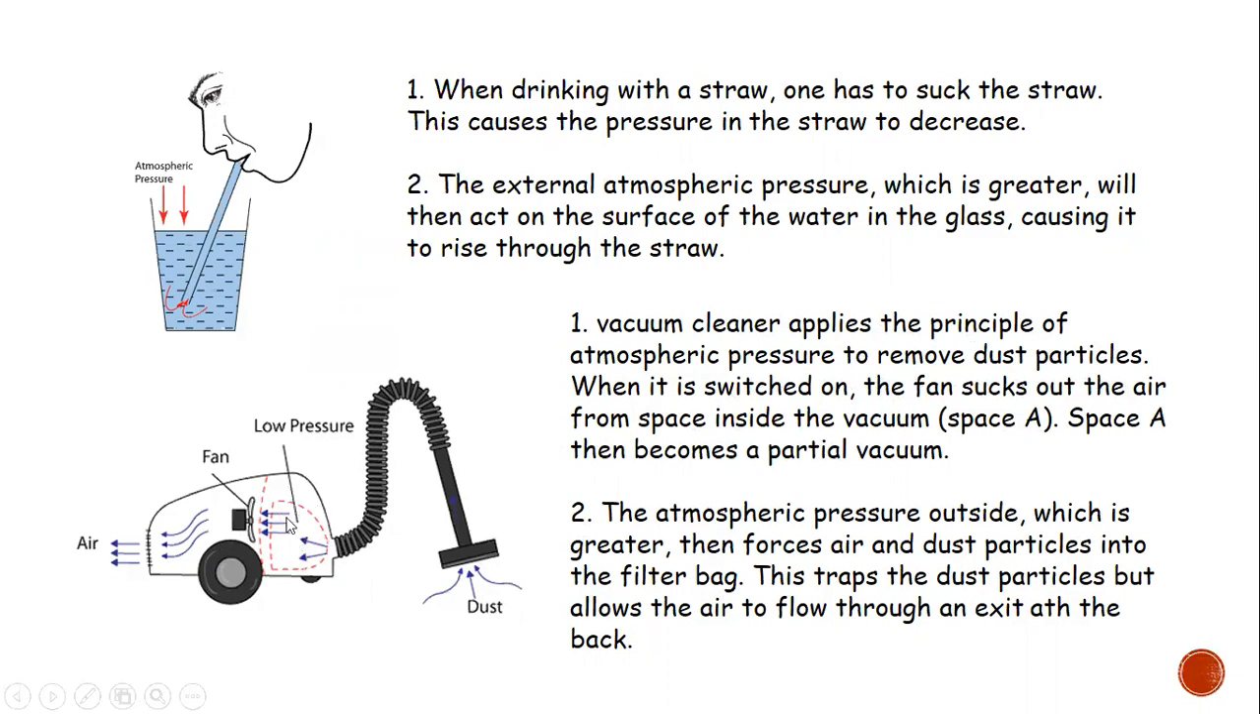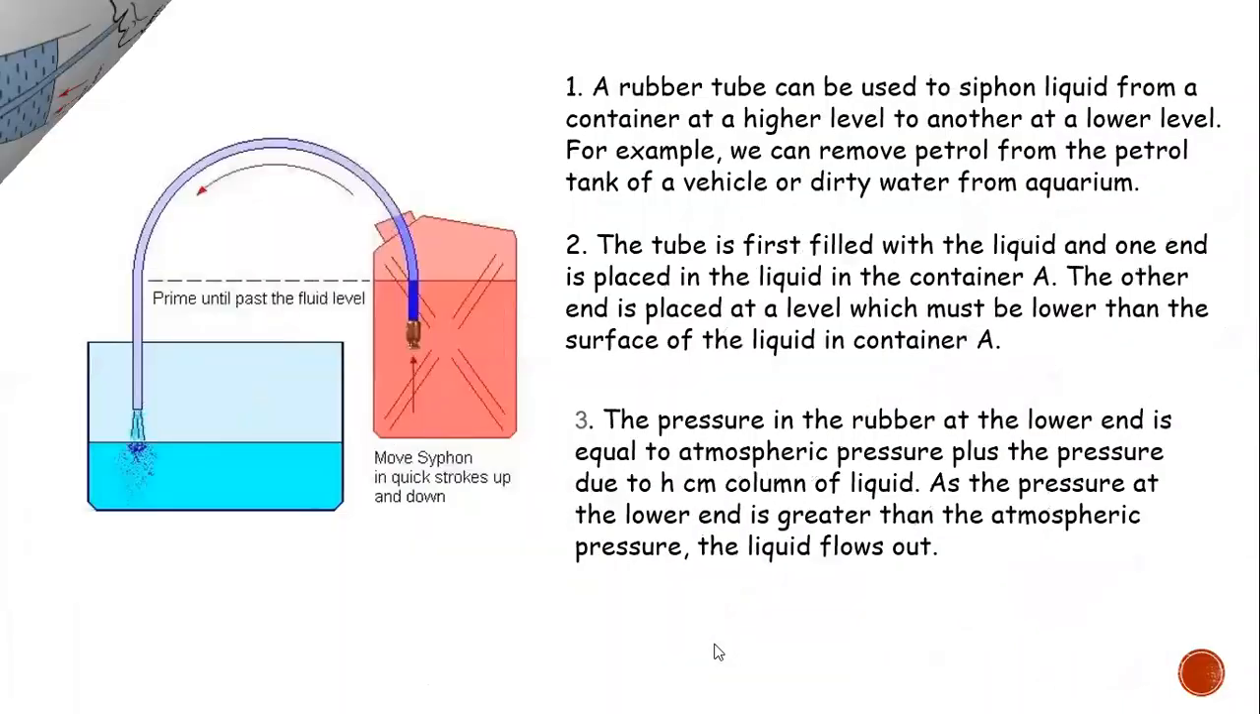creating a partial low pressure over here since the air is sucked out. So there is a lower pressure over there. The atmospheric pressure outside is more than the inside. So this forces the air and the dust particles into the filter bag. This traps the dust and particles but allows the air to flow through and exit at the back. So this is how the vacuum cleaner operates, and next there is the siphon.